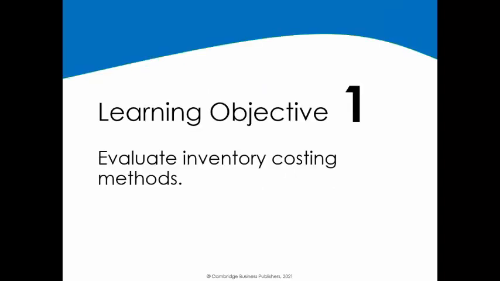In this learning objective, we will evaluate inventory costing methods. For most companies, inventory is among the 4 largest assets on the balance sheet, along with receivables, property, plant, and equipment, and intangible assets such as goodwill. On the income statement, cost of goods sold, which is directly related to inventory, is the largest expense for many companies and certainly for those in retailing and manufacturing.